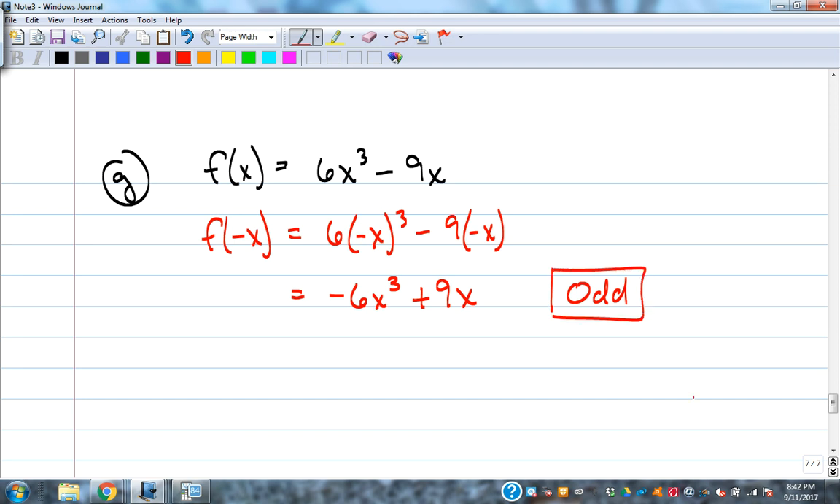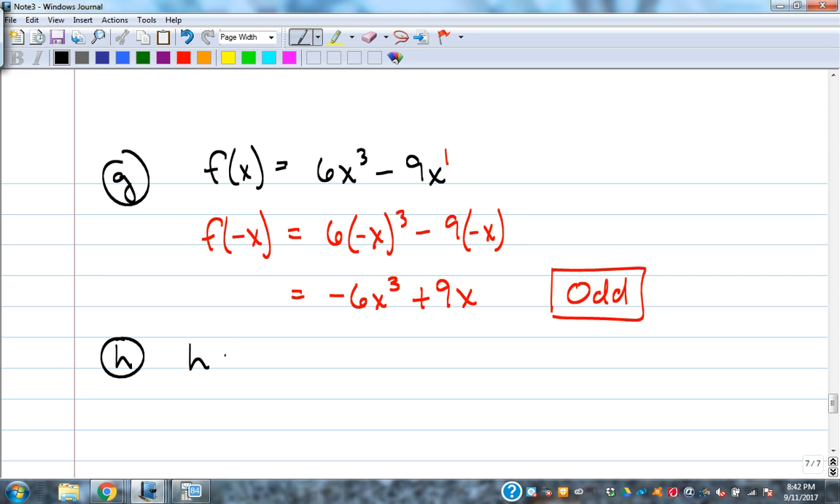Look at the exponents on the variables. What's the exponent on this x right here? 1. It's an odd number, right? All the exponents are odd. It's an odd function. Okay? If all the exponents are even, it's an even function. If all the exponents are odd, it's an odd function. Any other case, it's neither.